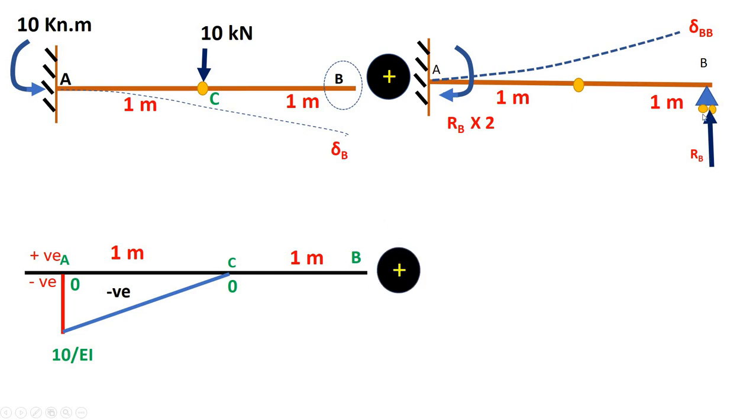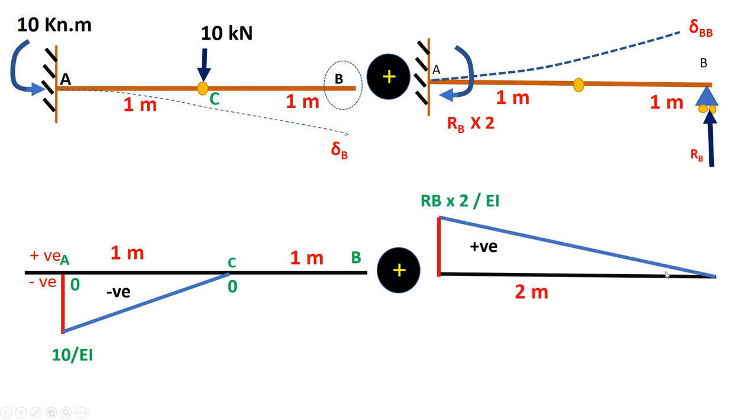Plus, now we applied the redundant action here. What about the moment here? It is RB into 2, anti-clockwise at the A end. To balance it, I applied a clockwise moment, so clockwise RB into 2. So we have a left side clockwise moment and it is positive moment. So this is the diagram of this beam: the bending moment diagram for the statically determinate beam plus the bending moment diagram due to the applied unit action. Whatever redundant is selected, at that redundant you have to apply a unit action. Here I have selected RB, so I have given RB equal to 1 unit.